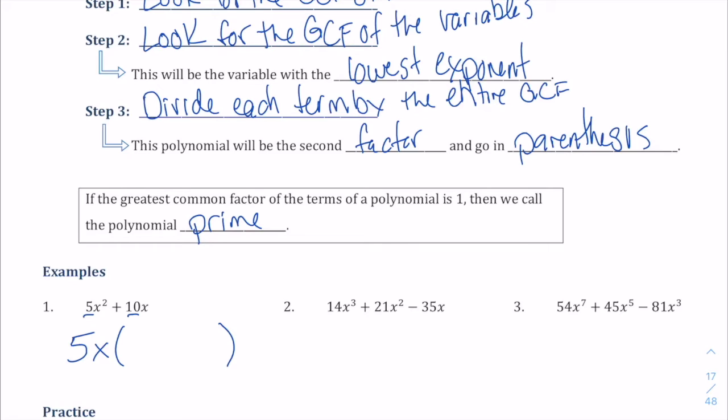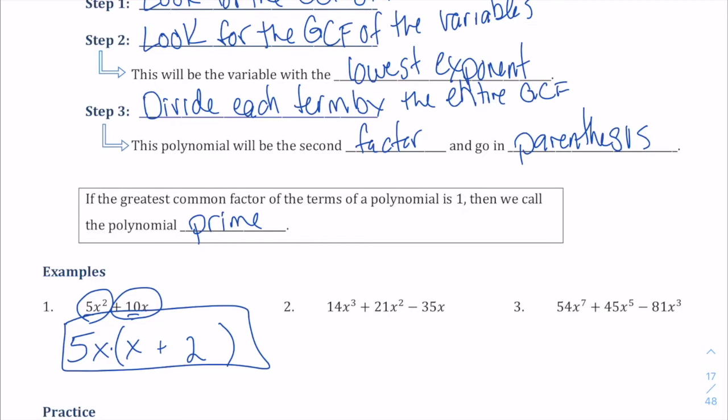So to figure out what's left over, we're going to divide each term in the original expression by our GCF. So if we divide 5x squared by 5x, 5 divided by 5 is 1. X squared divided by x is just x. We'll bring down our sign from before. There was a plus there. 10x divided by 5x. Well, 10 divided by 5 is 2. And the x's completely cancel out. So now we have a product: 5x times x plus 2. We have factored the original expression. And that's our final answer.